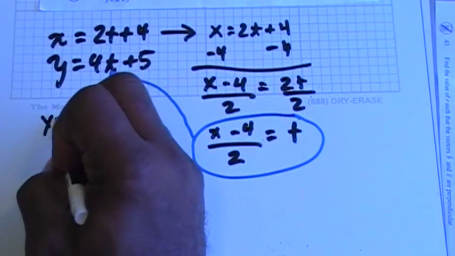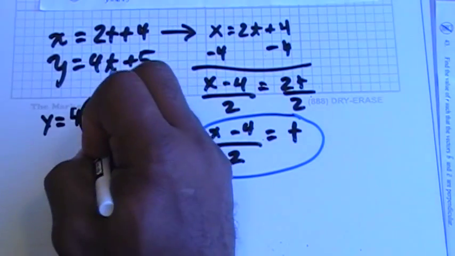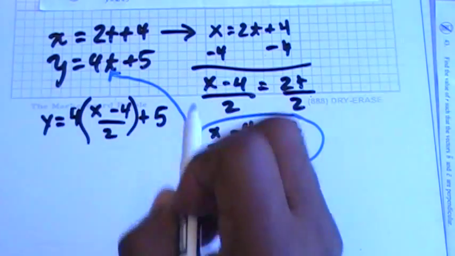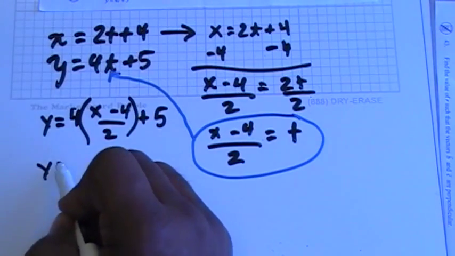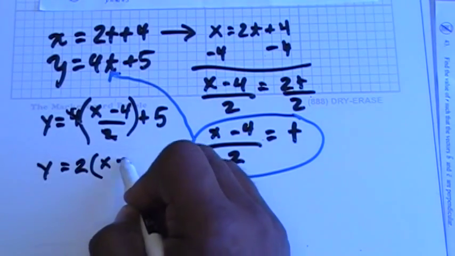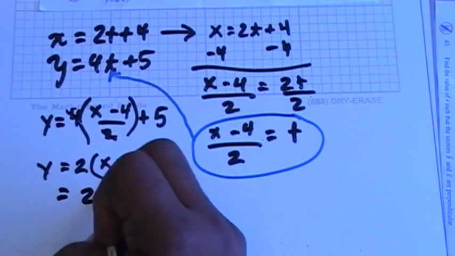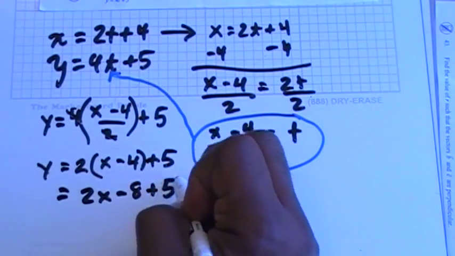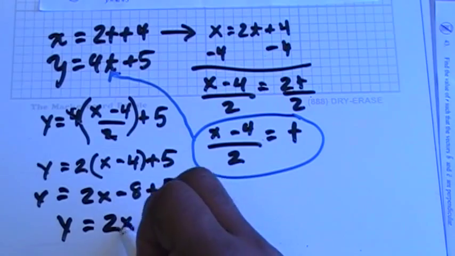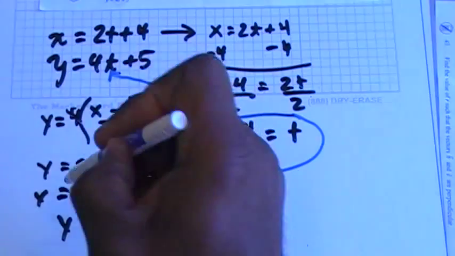That will give us y is equal to 4 times (x minus 4) over 2 plus 5. All right, and in that case, y is equal to, well, 4 over 2 is 2, times (x minus 4) plus 5. All right, and that's going to give us 2x minus 8 plus 5, and y is equal to 2x minus 3 as a final answer. All right, that's 31 and 32 down.